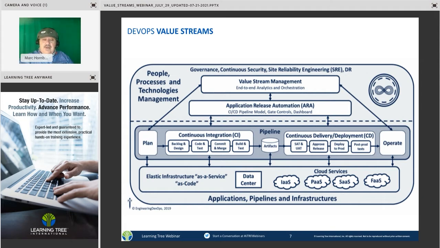There's a layer on top of that to keep track of metrics and orchestrate activities for the CI/CD. That's usually associated with technology, or at least an architecture layer in your process, called application release automation. Some people call it application release orchestration, but it's really helping you automate your release processes. And a layer above that is value stream management.